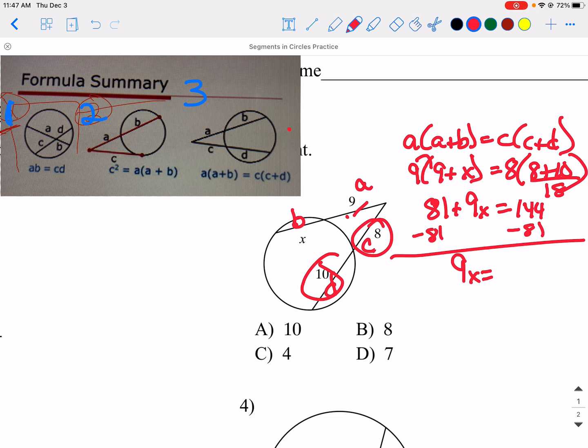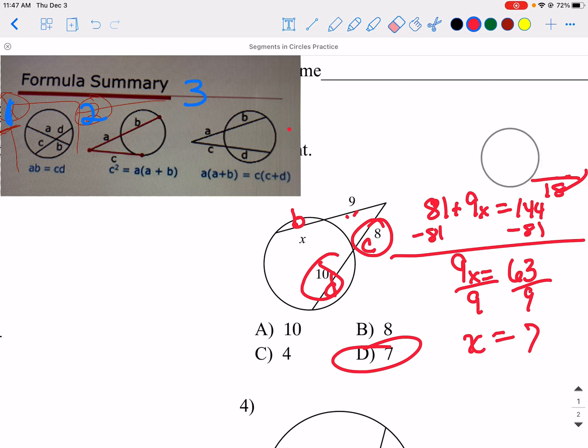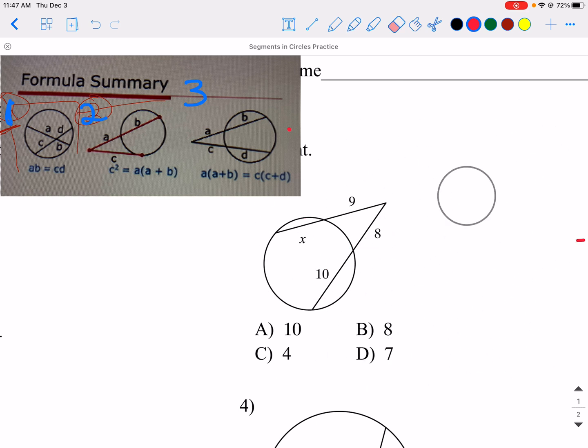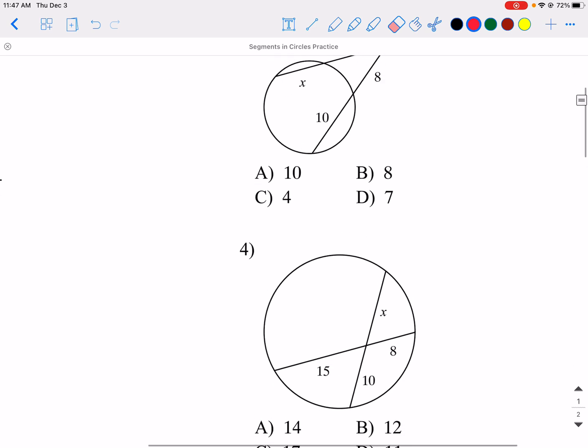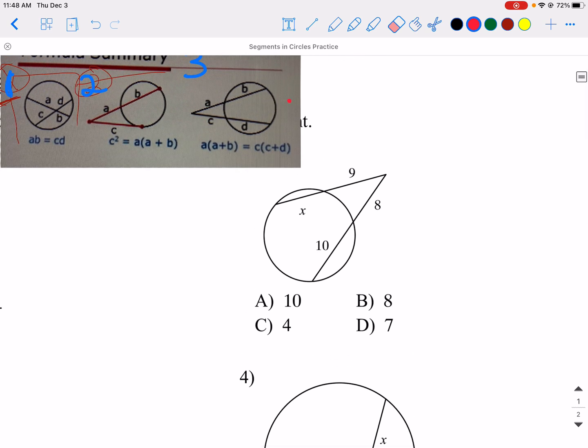I'm solving for X, so I'm going to subtract 81 from both sides. So 9X equals, let's see, 144 minus 81, which is 63. Divide both sides by 9. So X equals, what do you think? 63 divided by 9, 7. So again, that's 7. Okay, so let's see if we can find one with a different formula. Again, you can pause this and rewatch it as many times as you need.